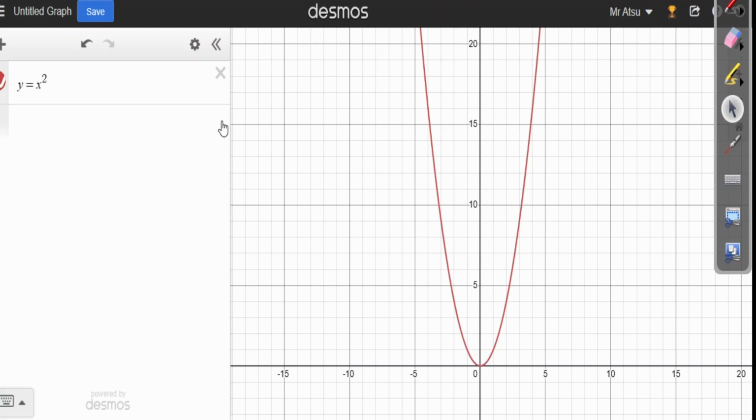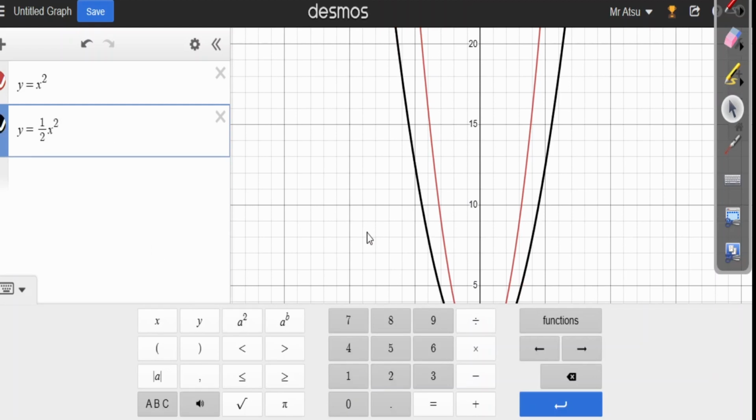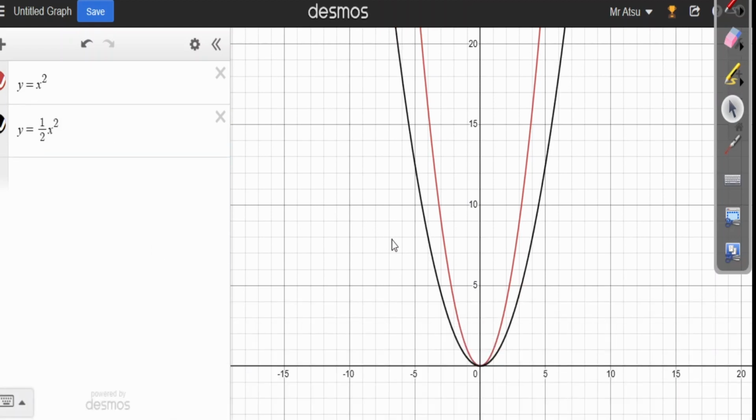And then we said that 1/2 x squared is wider than the parent function. So let's see 1/2 x squared. Y equals 1/2 x squared. Right, so 1/2 x squared is the black one. We can see that it is now wider by a scale factor of 0.5, which is 1/2. So it looks bigger than the parent function.